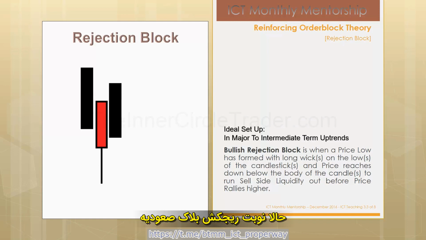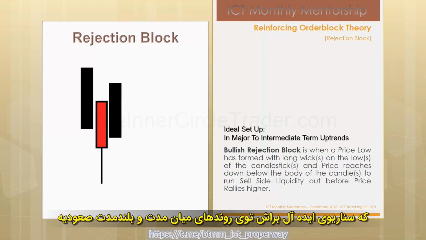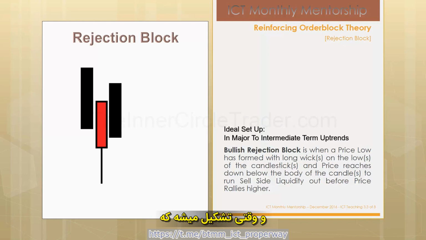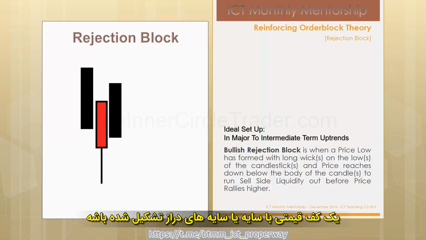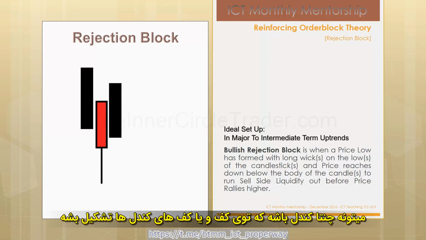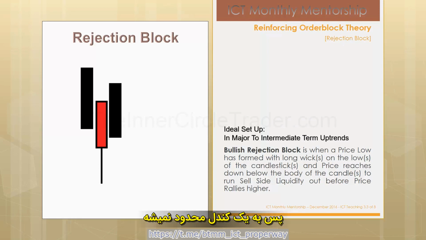So a rejection block for the bullish side of the marketplace is, in ideal scenarios, found in major to intermediate term uptrends. And a bullish rejection block is when a price low has formed with a long wick or wicks. It can be formed over multiple candles. And the low or lows of the candlestick or candlesticks, again, it's not limited to just one candle. And price reaches down below the body of the candle to run the sell side liquidity out before price rallies higher.